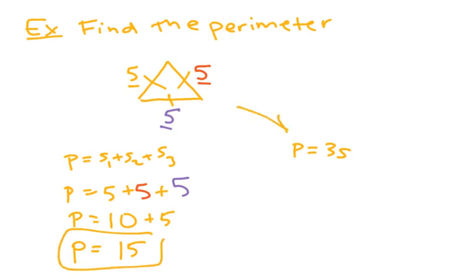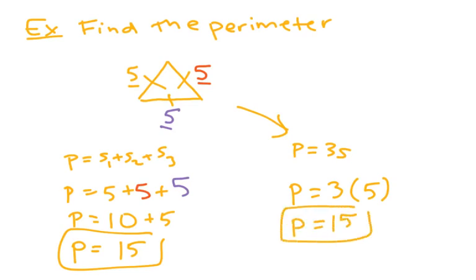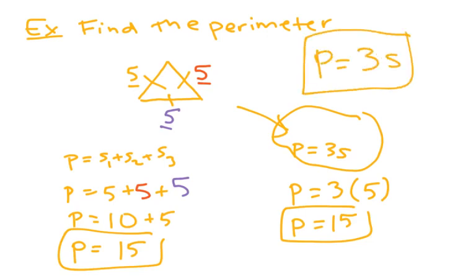Or I can use this formula here and just do perimeter is equal to 3 times the side. The side length here is 5, so I put a 5 in there. 3 times 5 is 15. So this one's a lot simpler in terms of you don't have to add so many numbers, you just multiply by 3. Okay, so the perimeter of an equilateral triangle is P is equal to 3S. Okay, so remember that, and that is for your homework.